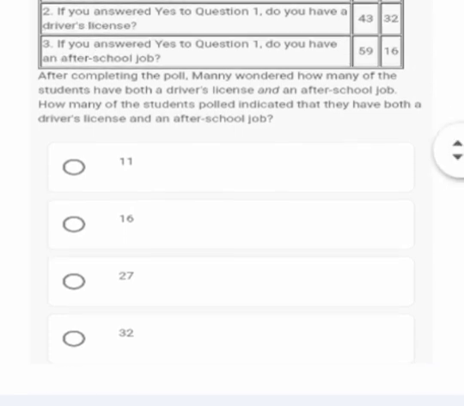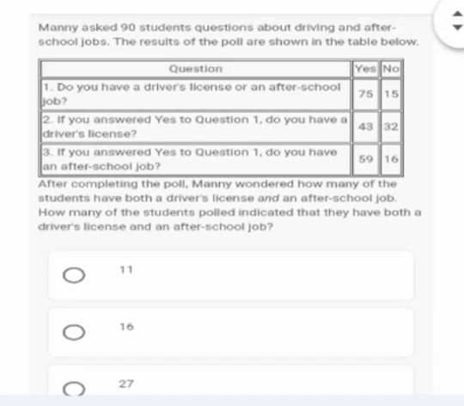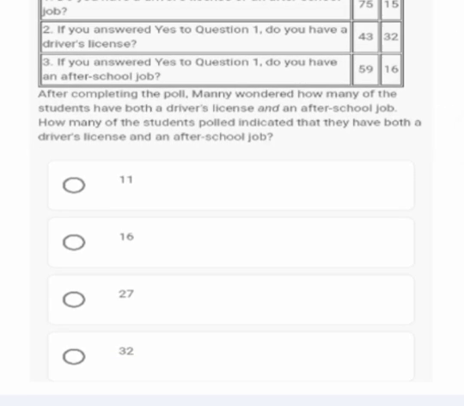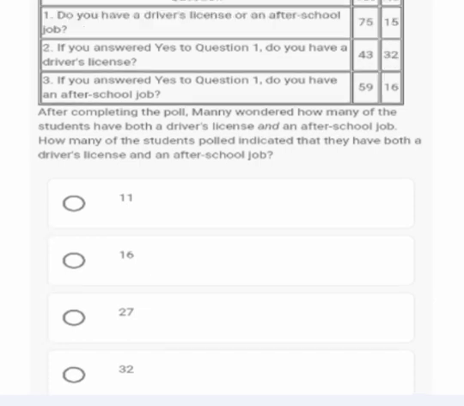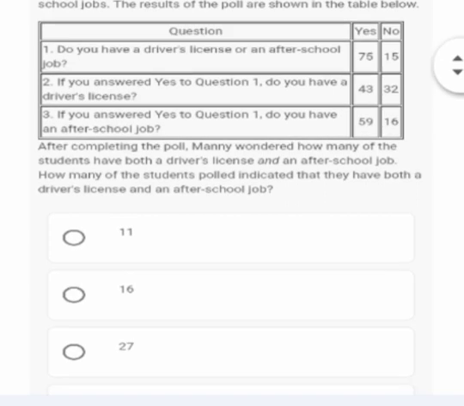After completing the poll, Mani wondered how many of the students have both a driver's license and an after school job. So the question is, how many of the students polled indicated that they have both a driver's license and an after school job? If you look at this problem, it is a problem on sets, and we just intend to look at the intersection of the students that have a driver's license and those that have an after school job.